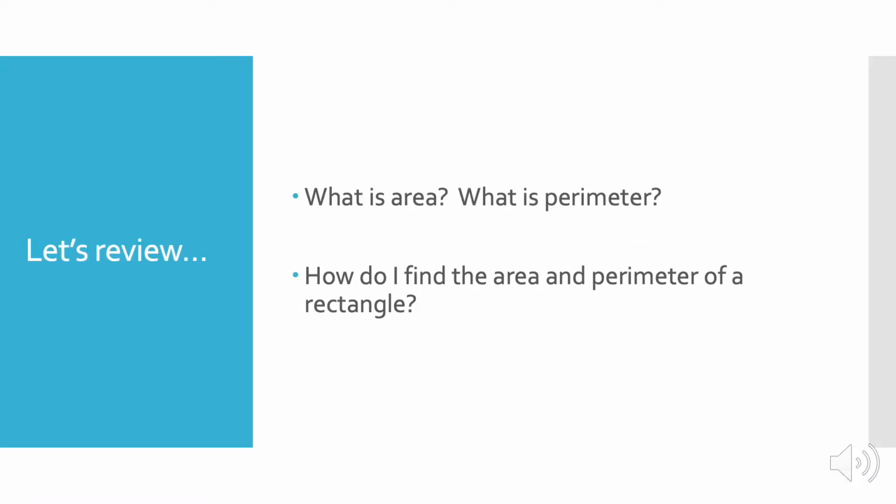So let's review. What is area? What is perimeter? Most of us should have learned this in 4th grade, some of us in 3rd grade, but it's okay if you need a little bit of a reminder. We're going to watch a video in a second that should give you a pretty good idea of these concepts. We're also going to answer the question, how do I find the area and perimeter of a rectangle? You are going to be finding the area and perimeter of rectangles. In addition, at the end, you're going to complete your garden design, which makes you make up all of the area and perimeters of your own shapes.